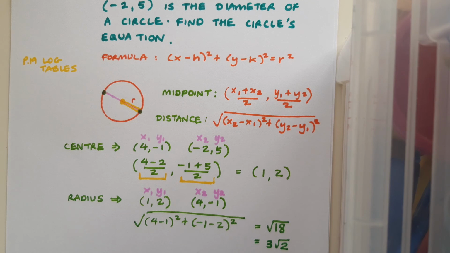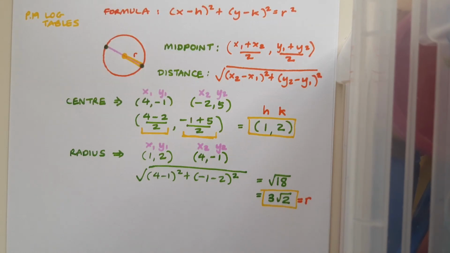So now I have the two components that I need to find the equation of the circle. I know the centre, which is (1, 2) in this case, and I know the radius, which is 3 root 2, and I should label both of those before I go any further. So I'm labelling the centre (h, k), as you can see here, and I'm labelling my radius as r. Okay, now for the last step, finding the equation of the circle.